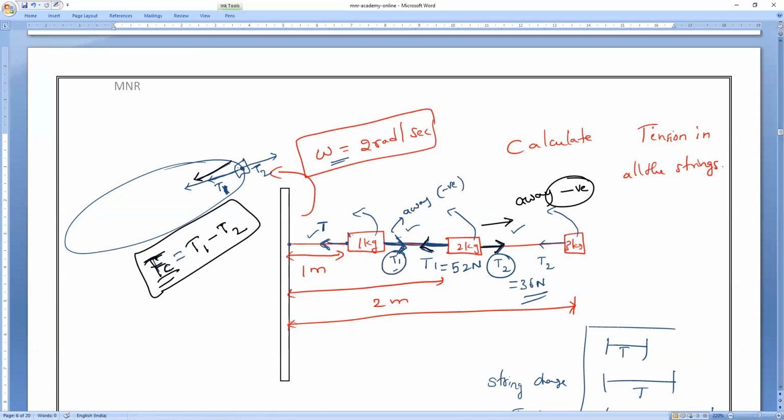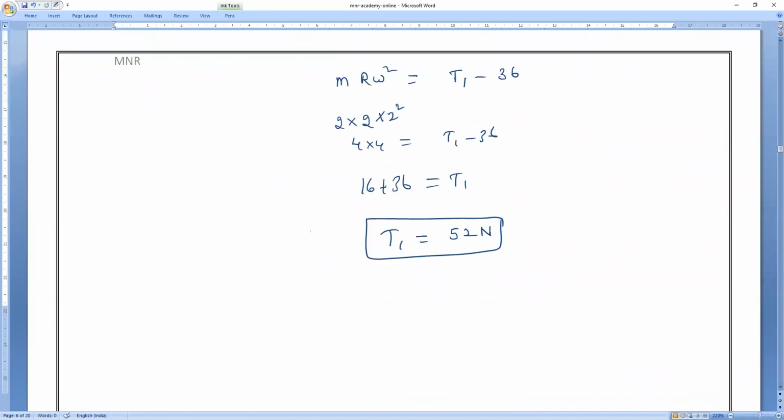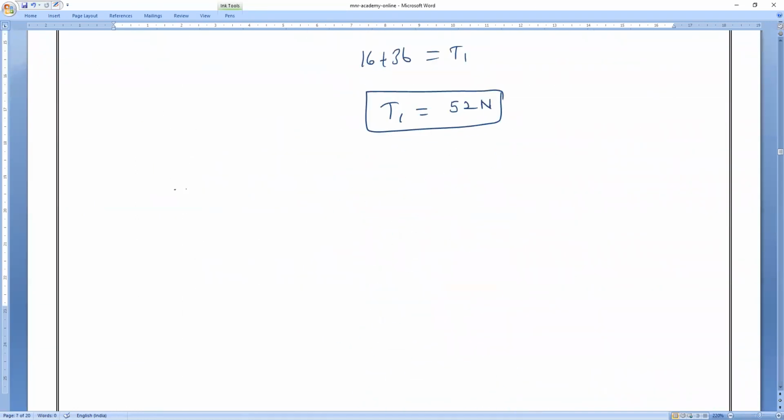And here I want to find tension T. So how to find it again? The first body is present how many meters away? 1 meter. Understanding? 1 kg mass which is present at 1 meter, and this is acting T, and away from it, what do we call it? T1. So what is the resultant force now? Resultant force, the centripetal force, is equal to T minus T1.